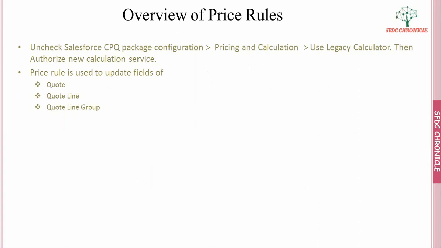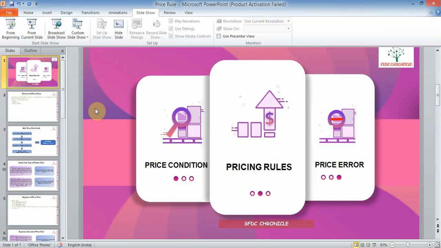To use price rule, first and foremost, we need to uncheck use legacy calculator from our configuration of installed packages, and then we need to authorize the new calculation service to use the new price rules. So how can we do that in Salesforce? Let's check that.